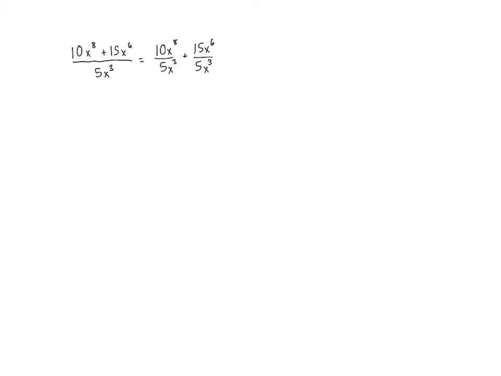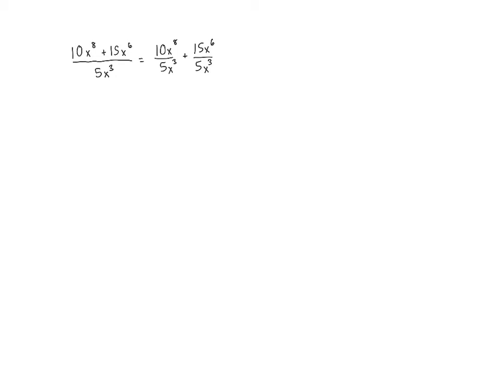The reason we're allowed to do this is technically an extension of the distributive property. When we're taking 10x to the 8th plus 15x to the 6th and dividing it by 5x cubed, we're really taking this binomial and multiplying it by 1 over 5x cubed. So by using the distributive property, we can multiply each individual term by 1 over 5x cubed, and thus we can divide each of them by 5x cubed on their own.